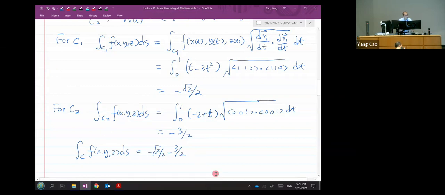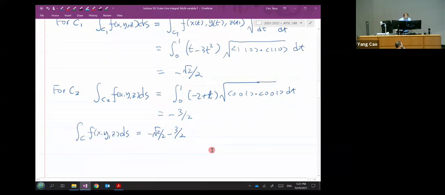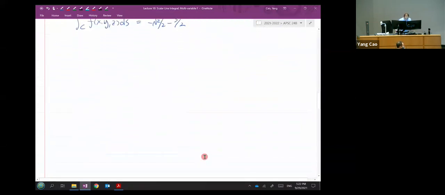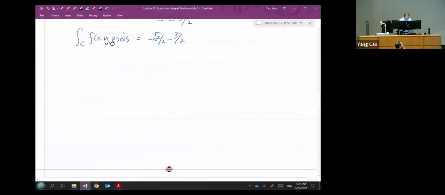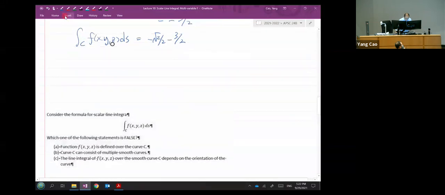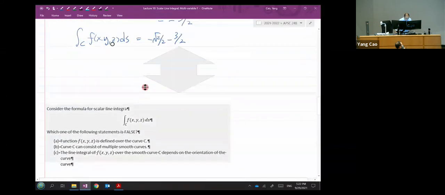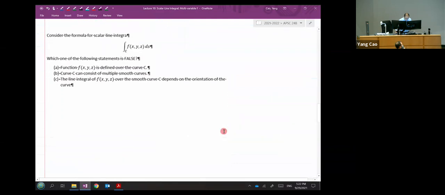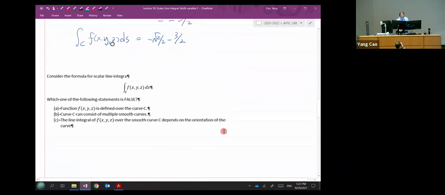So that's pretty much about the scalar line integral. In the later part of the lecture, we have another one called the vector line integral, but we'll come to that. Before I end, let me end this lecture with a very simple quiz. Let's see if you can answer this multiple choice question correctly.